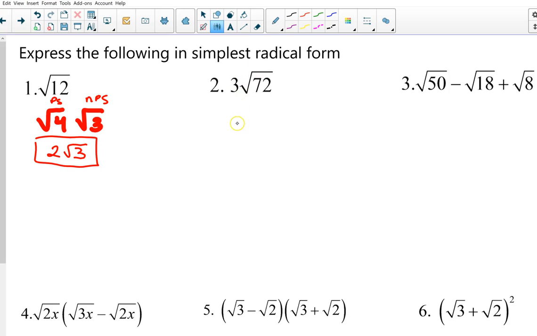We can do the same process for the second one. 72, the highest perfect square, is 36. If you were unsure, what you could do is first start dividing 72 by 2, and you would get 36 right away. Square root of 36 is the perfect square. This is the non-perfect square. I can simplify this into 3 times 6 rad 2, and now I can multiply those coefficients together.